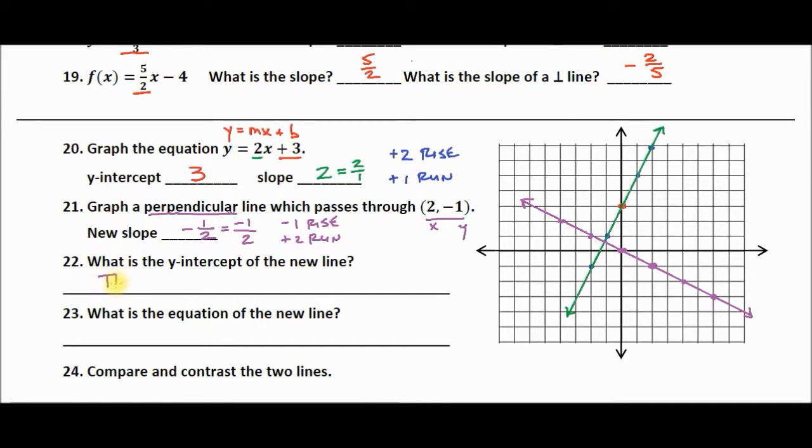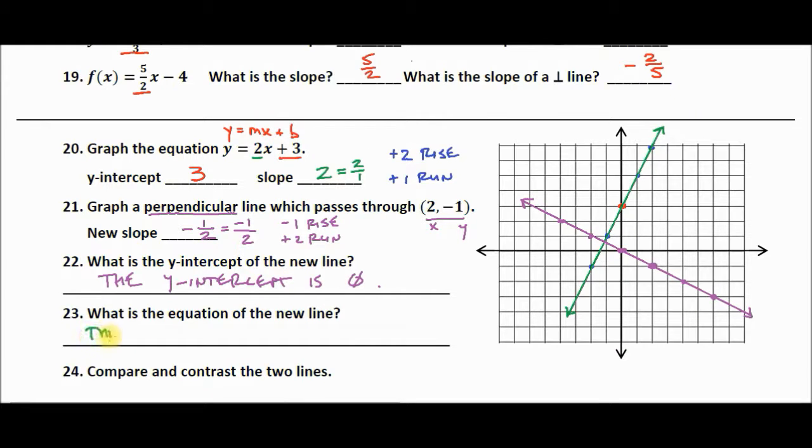So my answer is the y-intercept is 0. And I put a line through my zeros so you can tell it's a number and not a letter. What is the equation of the new line? It's not a problem. We know our slope. We know our y-intercept. Let's go ahead and write the equation.